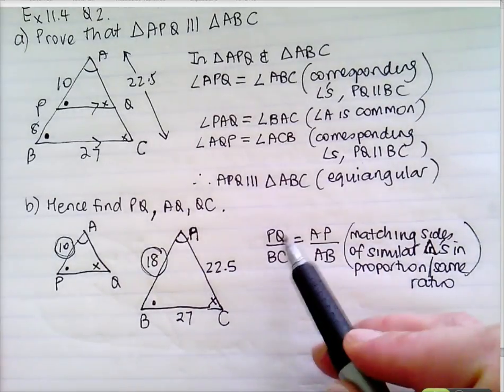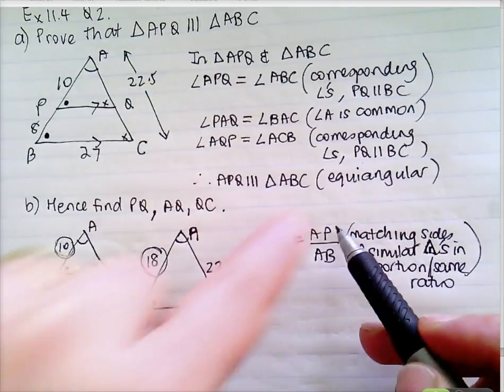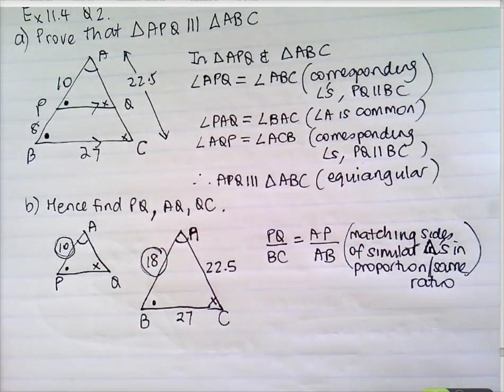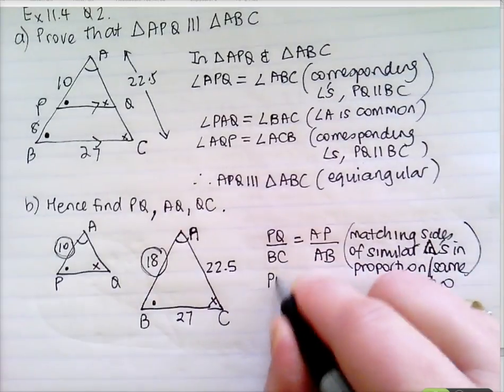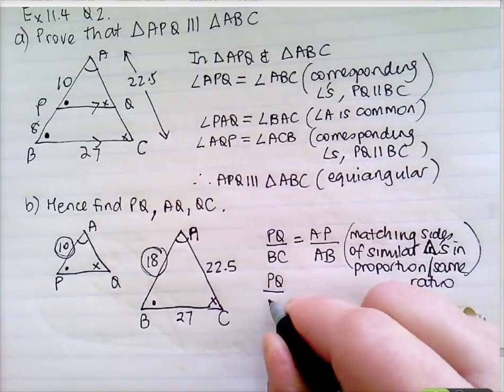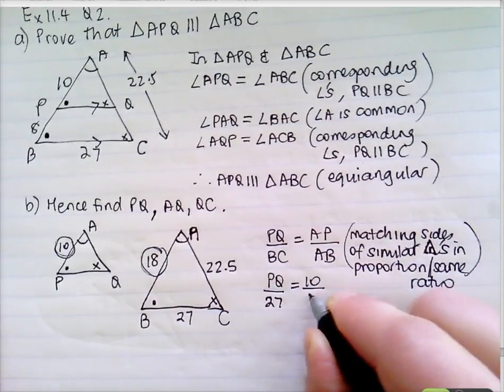It means that if you divide the length of PQ over BC and get a number, it'll be the same as dividing AP by AB. Now we substitute what we want. See, PQ matches with BC, AP matches with AB. So now I substitute the numbers in. So PQ over, what's BC? 27 equals 10 over 18.